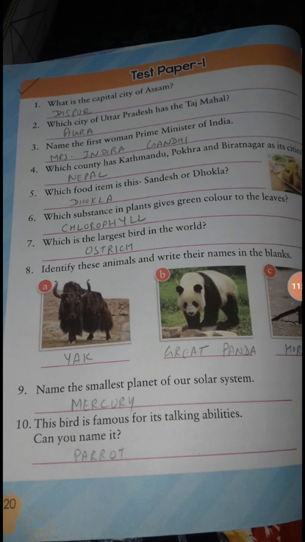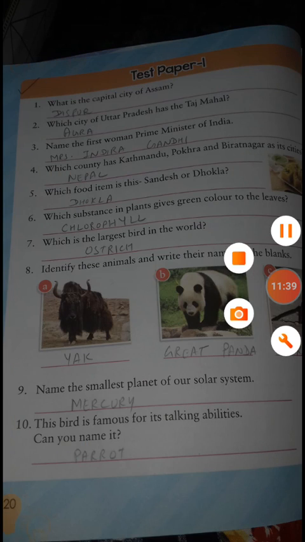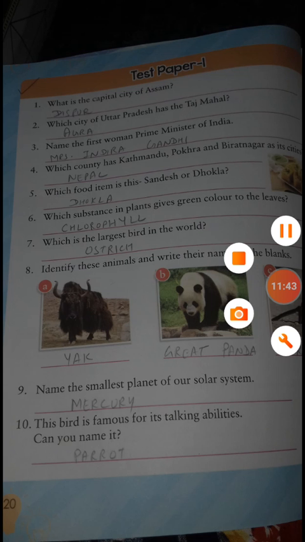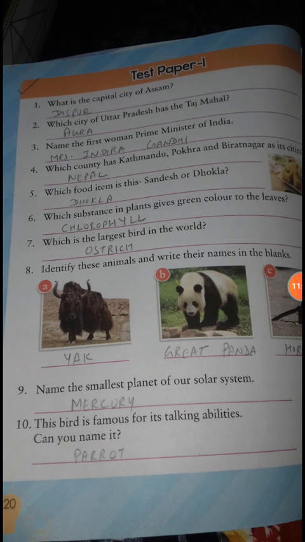So you will get to know how much you are prepared for the test or the SA1 examination, okay. So do your studies well, prepare well, and all the very best for your SA1 examination. So be ready for tomorrow's test. It is going to happen through Google Form only, okay.